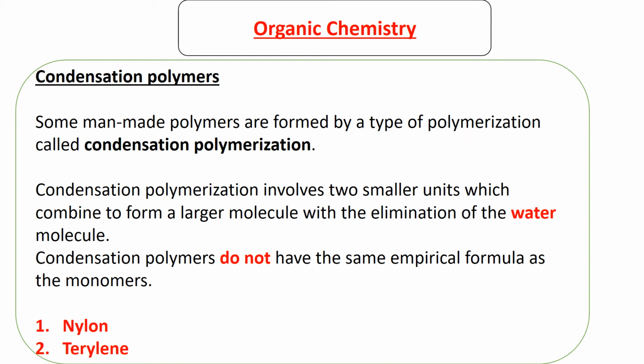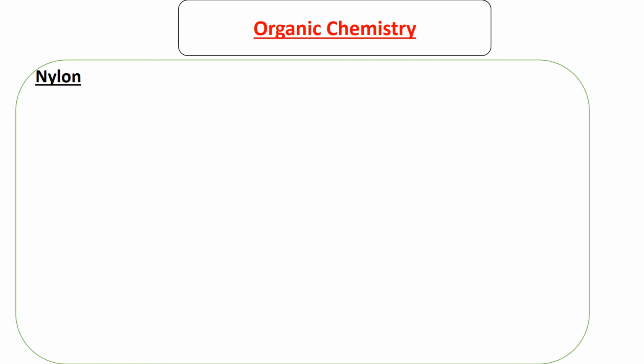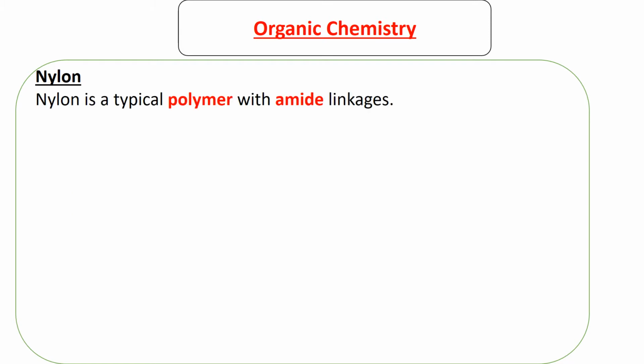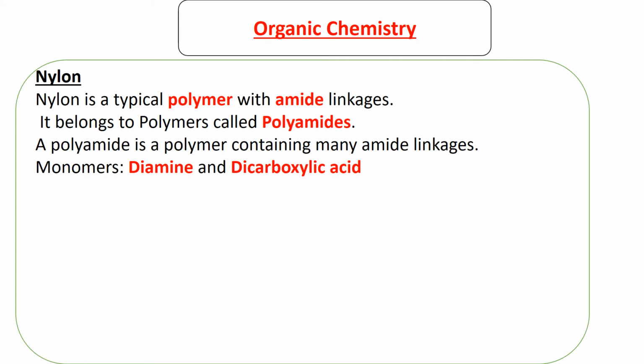So from now, we're going to see what makes up nylon, the monomers of nylon, the linkages in nylon, the uses of nylon. Then we'll move also to terylene. So start with nylon. Nylon is a typical polymer with amide linkages. The amide linkage is a connection that is formed between two monomers of nylon. It belongs to a group of polymers called polyamides.